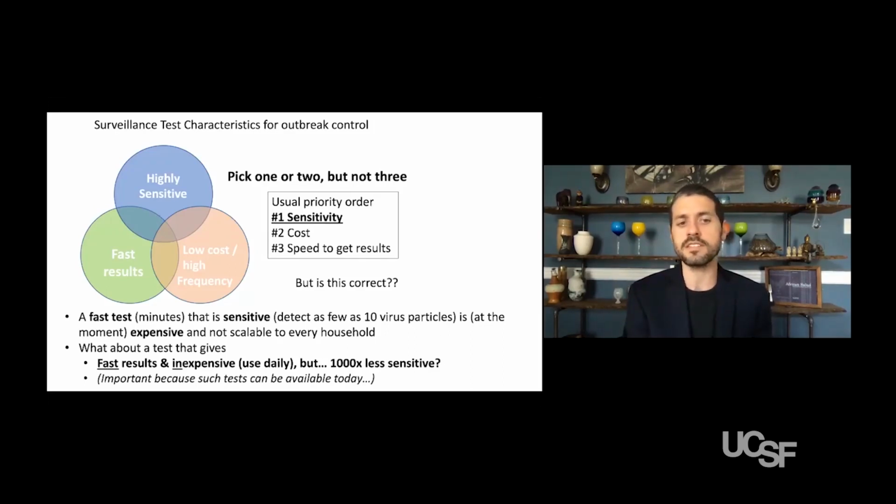But what about a test that gives very fast results, is inexpensive, could be used truly daily by most people, but is 1,000 times less sensitive at the molecular level? Does it matter? And the question is extraordinarily important because these tests can be available today.